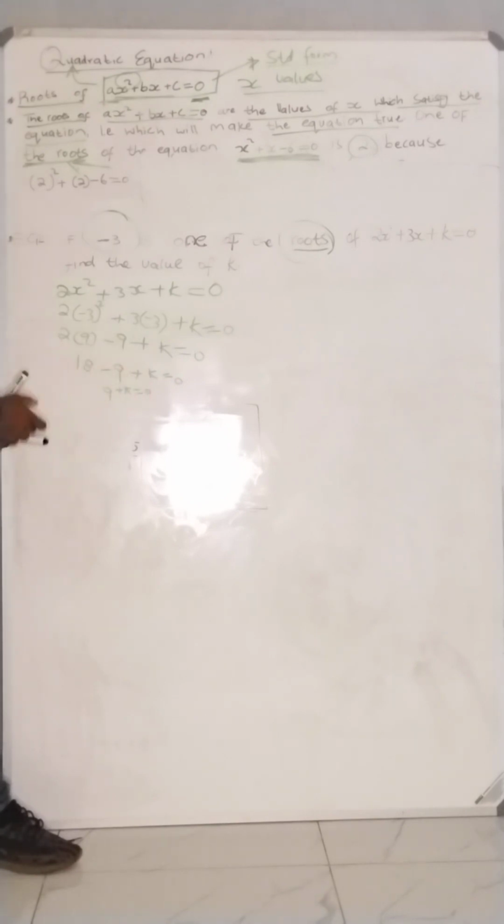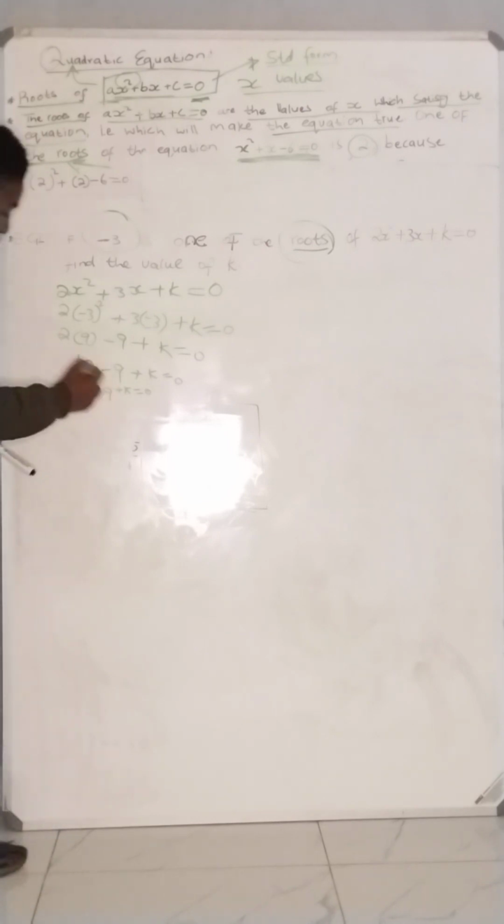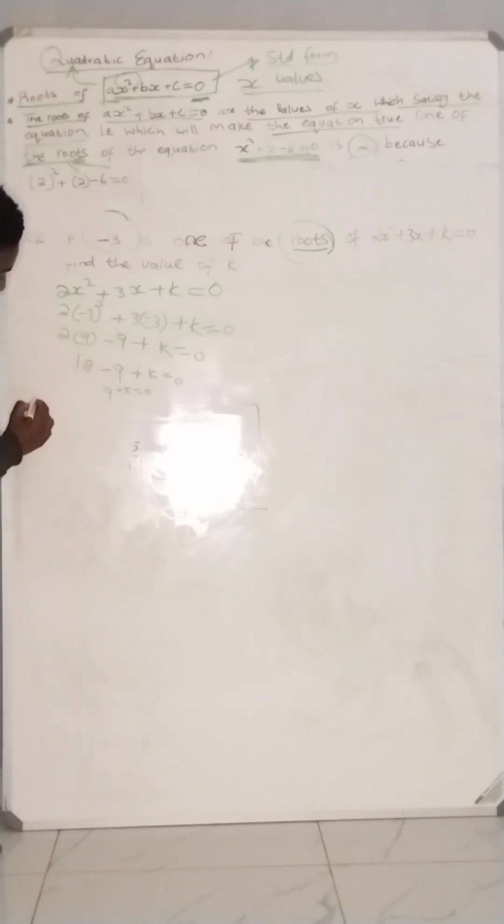At this stage, you simply move your 9 to the other side of the equal sign, and you know the drill, it changes the sign. So you'll have k equals negative 9. So the value of k is negative 9.